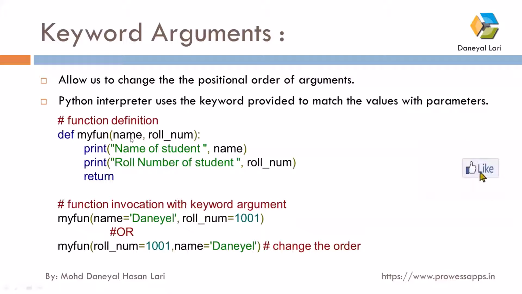Just look here, I'm using the same name in the function calling. So this variable is now serving as the keyword argument. The benefit of using the keyword argument is that you can change the order of the passed arguments. What does this mean? Just look here. The order of these arguments is first name and then roll number. But at the time of the second function call, I'm passing roll number first and name second. By using this facility, you can pass the arguments in any order by using the keyword argument.